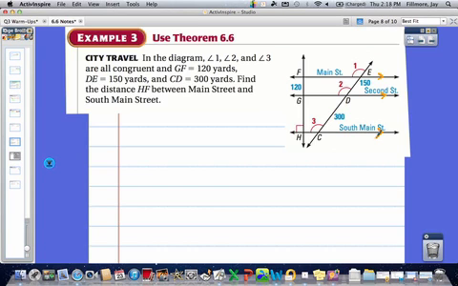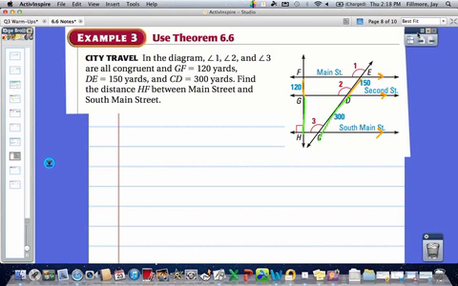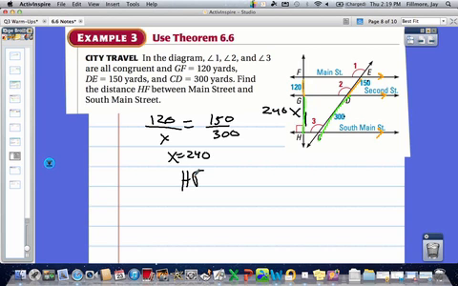If these lines are parallel, I have proportions. I have my small pieces up here compared to my large pieces down below. So I can write a proportion based upon the first theorem from today. So I can say that 120 over, let's call this x, equals 150 over 300. And if you cross multiply, you end up with x is 240. But that is not our answer. We're asked to find HF. We found HG. So HG, we need to add to GF to get HF. So if we add these two together, we end up with HF equaling 360, and that's in yards.